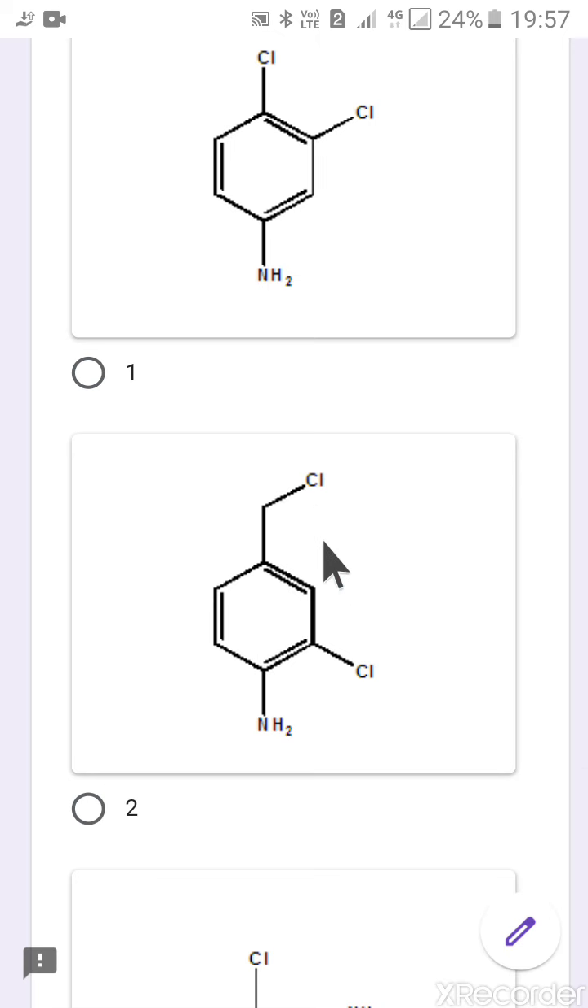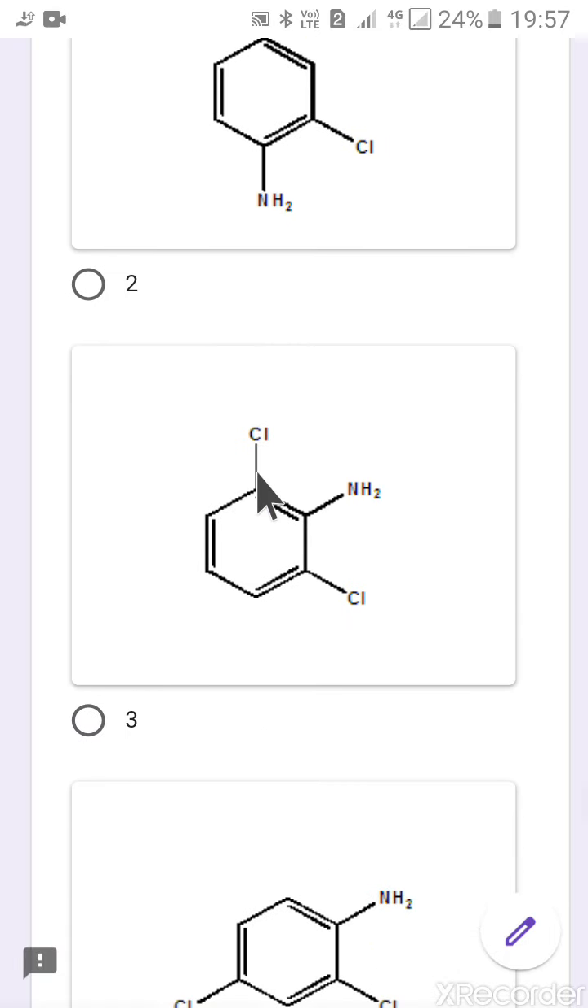Now this is a tri-substituted benzene ring, but in the PMR there is no CH2. That's why this option is also ruled out. In the third option, this is also a tri-substituted benzene ring, but it is a symmetrically substituted benzene ring. That means this CH and this CH will show only one signal, so we have only two signals in the aromatic region.